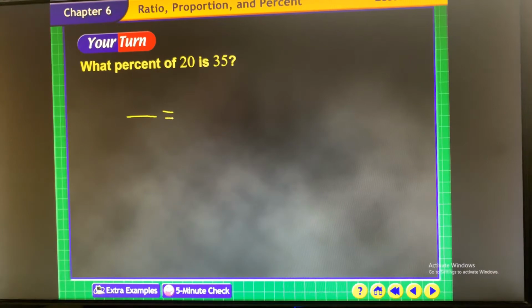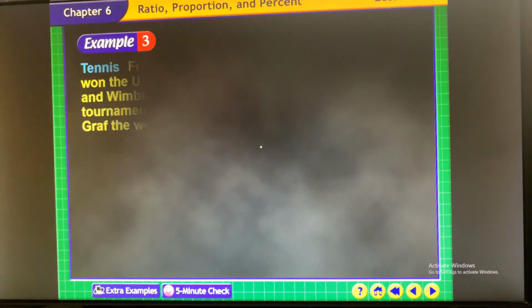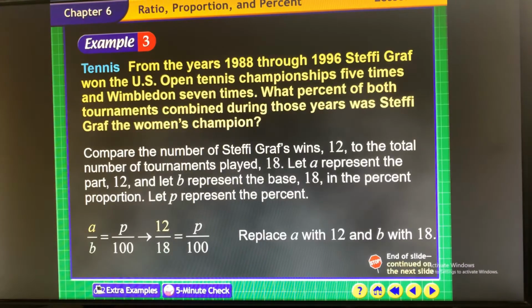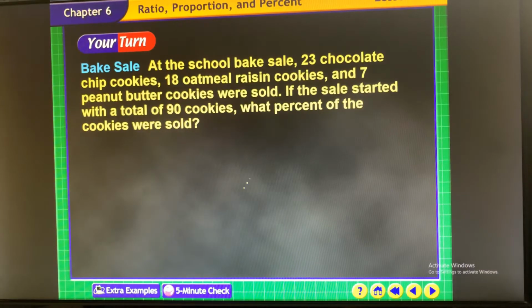Same setup. 35 is, and here's 20. I'm looking for this, and I have 100. Cross multiply, divide, and you would get 175%. 35 is 175% of 20. I'm going to skip this one here and go to this one.